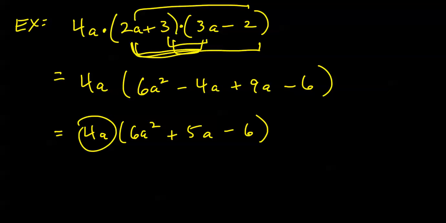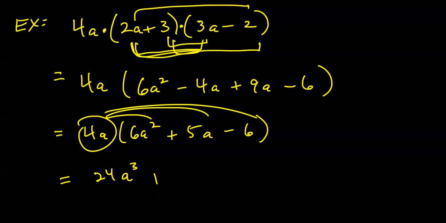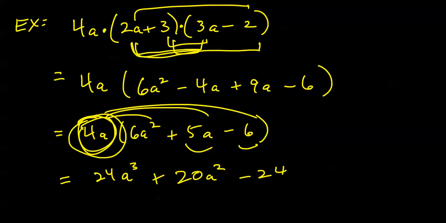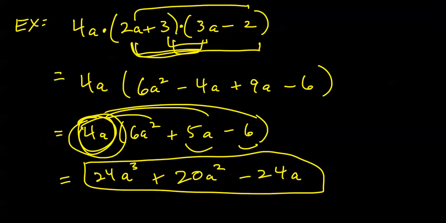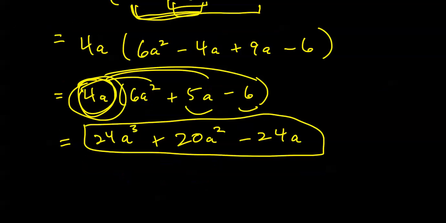And now because I've multiplied the binomials together first, I only have to distribute this 4a once. I'll get 24a to the third power, plus 4a times 5a is 20a squared. And finally 4a times negative 6 is minus 24a. So there's my final answer: 24a cubed plus 20a squared minus 24a.